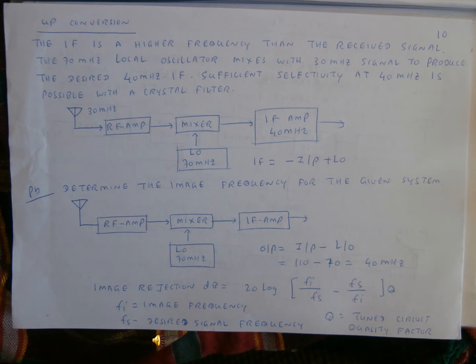Image rejection in dB equals 20 log of Fi divided by Fs minus Fs divided by Fi, multiplied by Q, where Fi is the image frequency and Fs is the desired signal frequency.